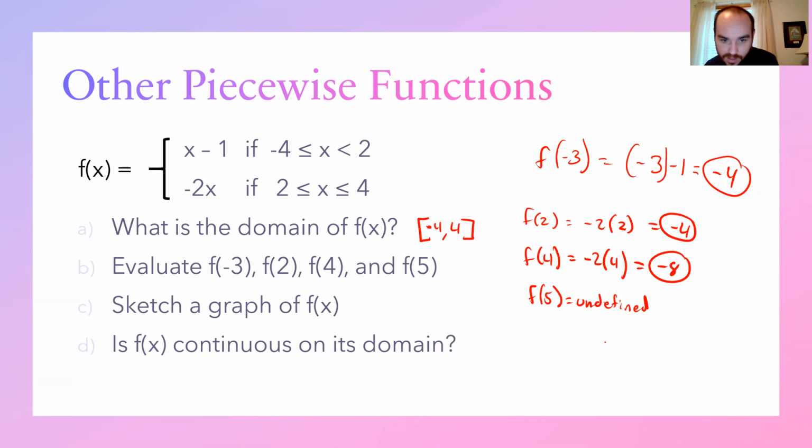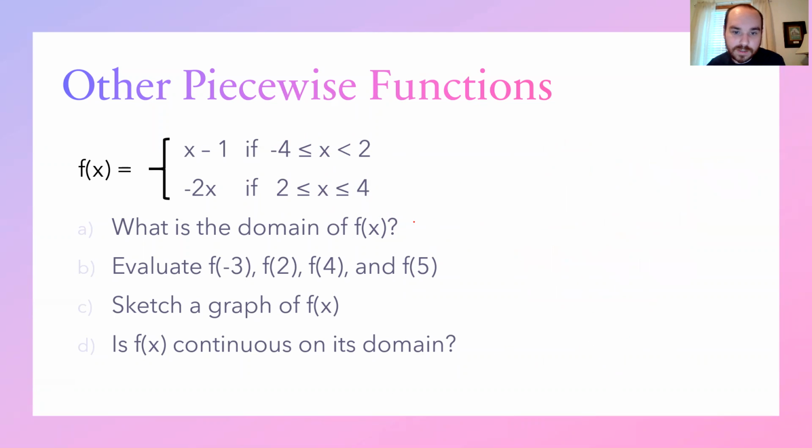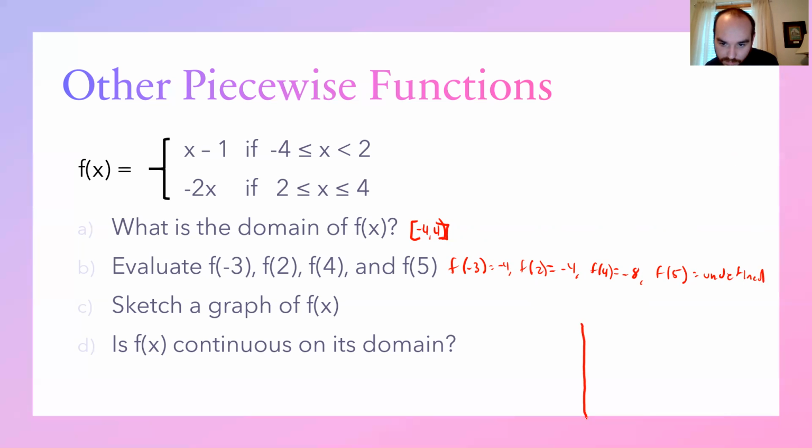So now, sketching a graph of f of x, this one, can't really use an eraser right now. So let's do, here, I'll rewrite these really quick. F of -3 equals -4, f of 2 equals -4, f of 4 equals -8, f of 5 undefined. Okay, so for sketching the graph of f of x, or something like this.